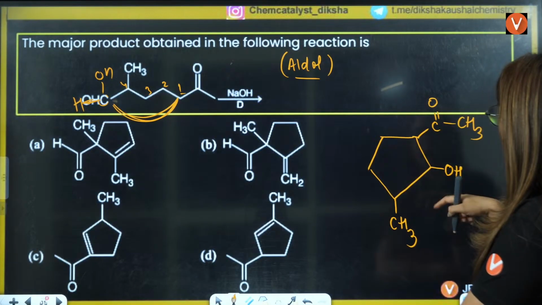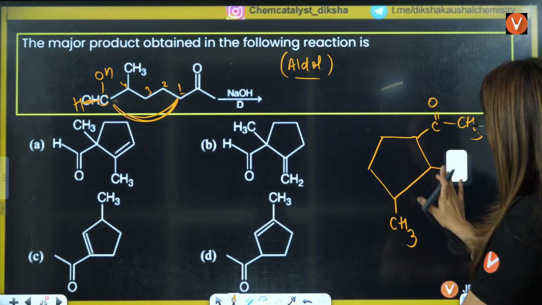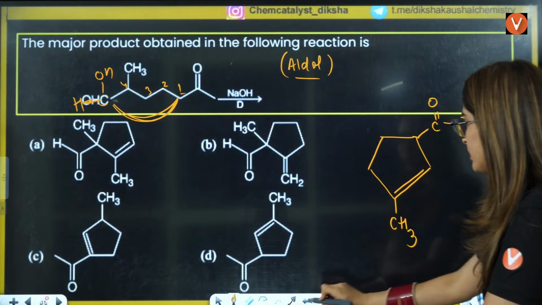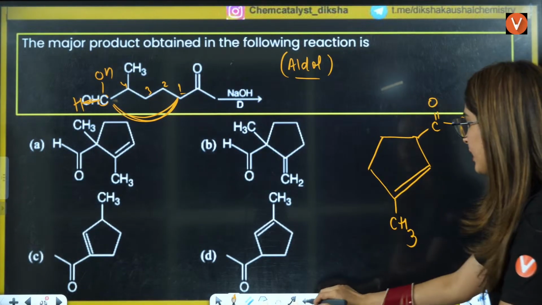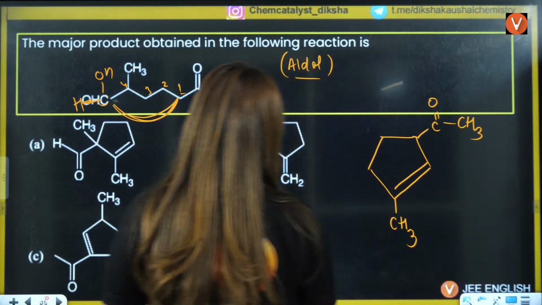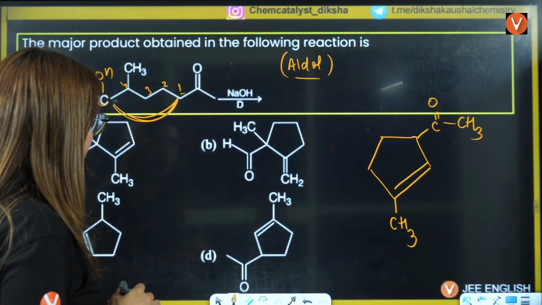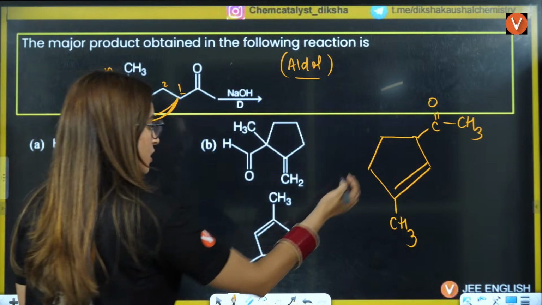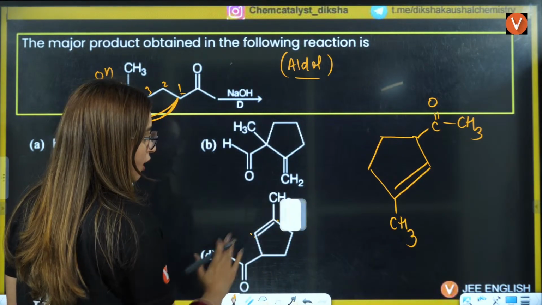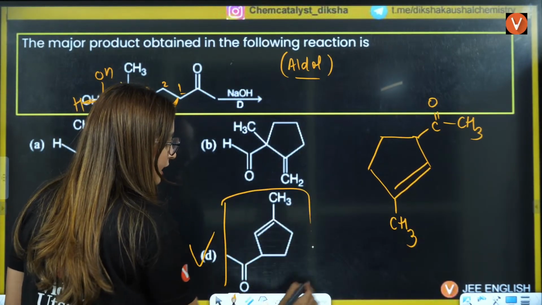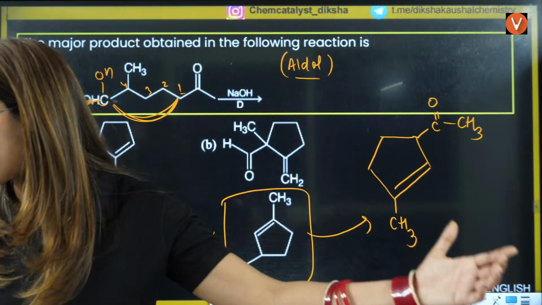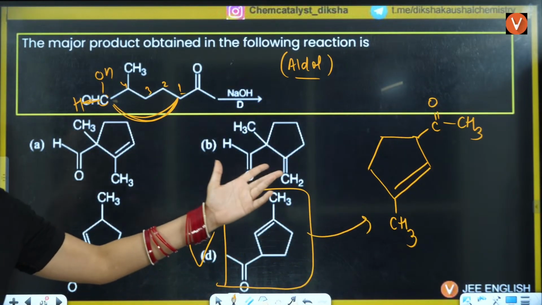Now, we know that from alpha and beta position, this is alpha and this is beta, you will take out water, so it will form a double bond like this. So you need to find out a situation where the double bond is connected to, let's say this is 1, next to it you have a double bond, then next to it you have methyl, that means D is same as this, right? So D will be the correct answer here.